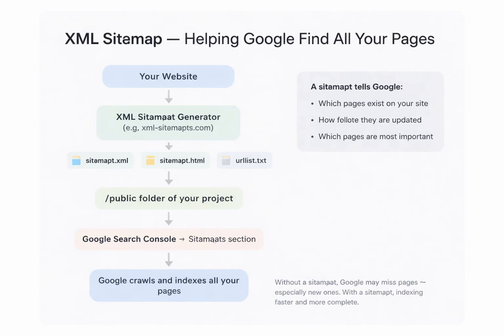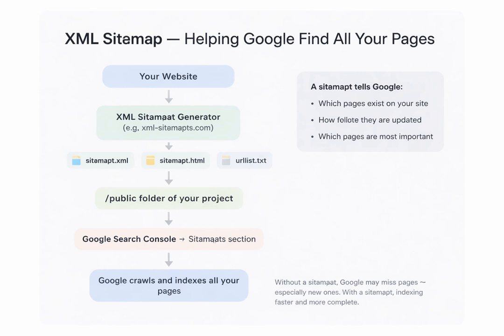A sitemap is essentially a map of your entire website that you hand to Google. It lists every page on your site so Google's crawler knows exactly where to go and what to index. To generate one, you can use a tool like xml-sitemaps.com. Paste in your website's URL, let it scan all your pages, and download the result as a zip file. Inside, you'll find files like sitemap.xml, sitemap.html, and a URL list. Copy all of these directly into your project's public folder, not inside any subfolder, right at the root of public.